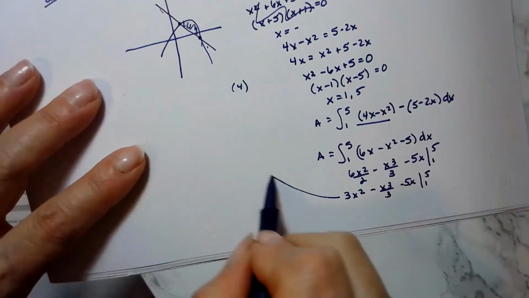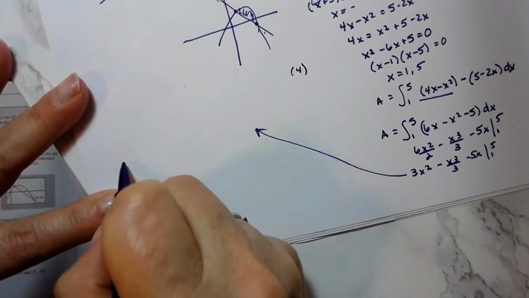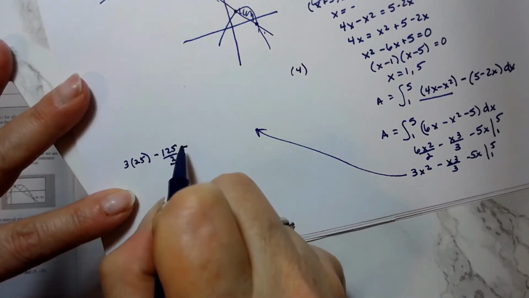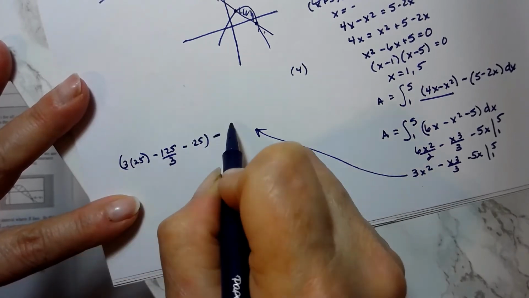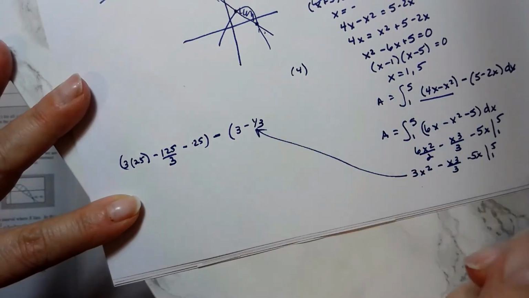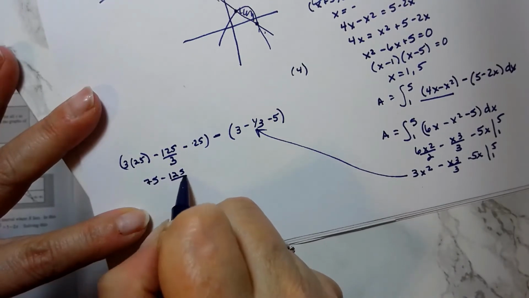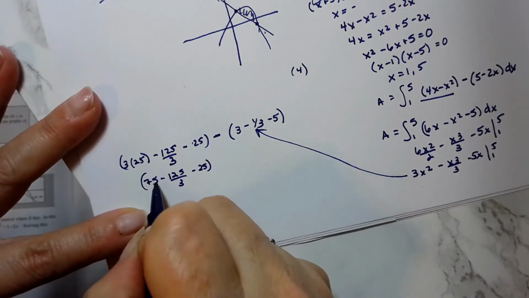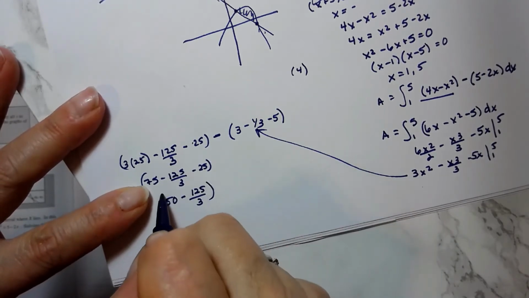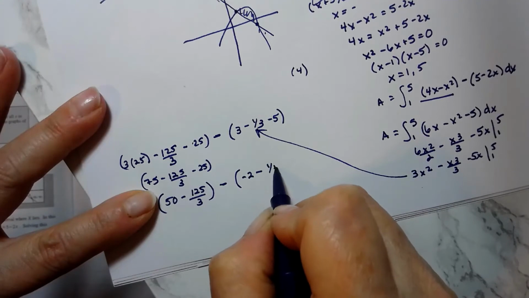I'm going to move over here, I need more room. If I plug in the 5, I'm going to have 3 times 25 minus 125 thirds minus 25, minus, now I'm going to plug in the lower bound, so 3 minus 1/3 minus 5. So this is 75 minus 125 thirds minus 25. And 75 minus 25 is 50, so I'm going to write that as 50 minus 125 thirds minus, now in here I'm going to have negative 2 minus 1/3.